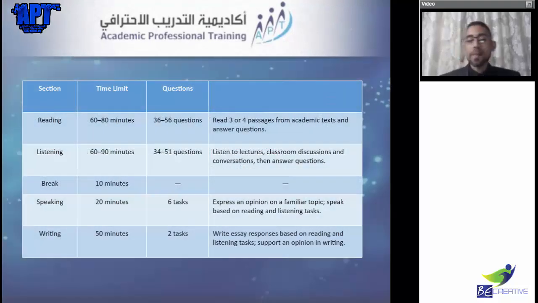So in this table, it shows us how many minutes for each part, how many questions, and what I should do with them. Now in the reading part, we have 60 to 80 minutes, divided into 36 to 56 questions. So the maximum is 56 questions. All of these will be in three or four passages. So on three or four different academic passages, I have up to 56 questions. Pay attention to something important.